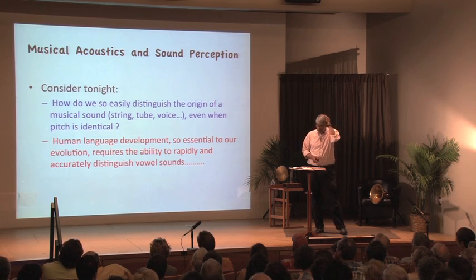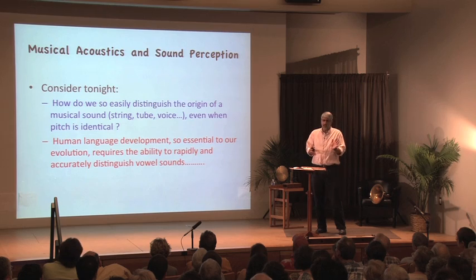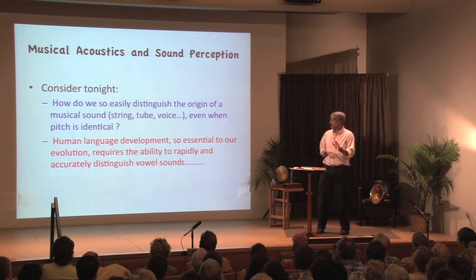So to begin with, I'd like to start with a question and maybe a statement, and let's just see what we can do with that. I'd like to consider tonight how it is that we can easily distinguish the origin of a musical sound, whether a plucking of a string, a blowing of a tube, a wind instrument, or in fact the human voice. How is it that all of those, when say played on the same musical pitch, can be so easily identified from one another, something that you know to be a fact?